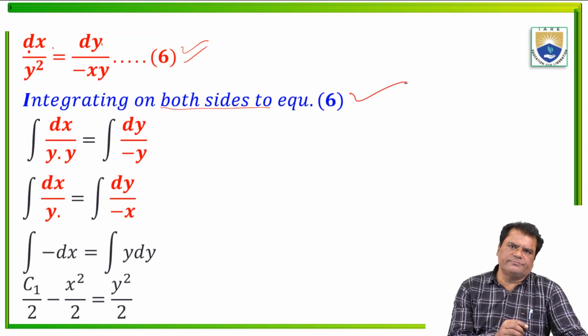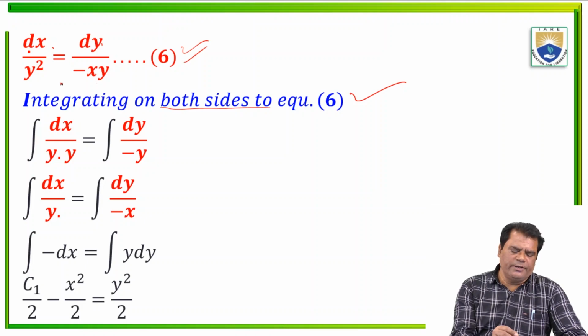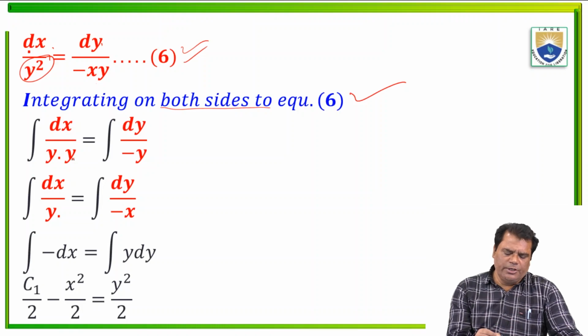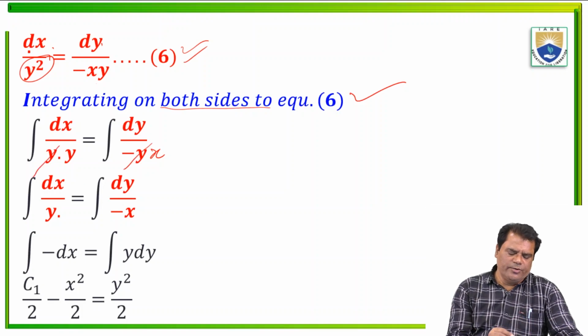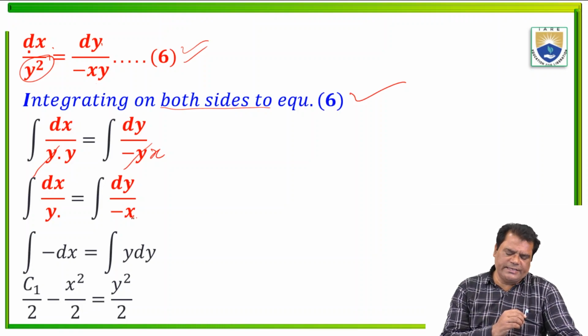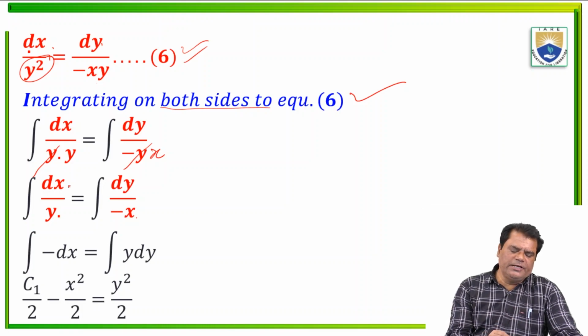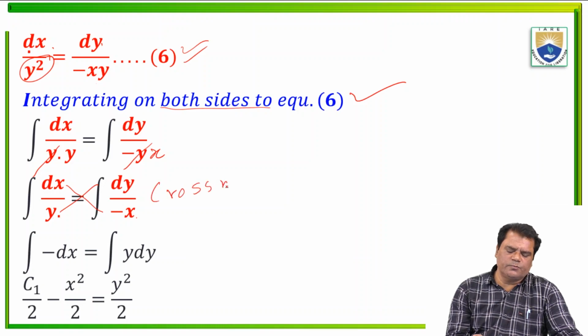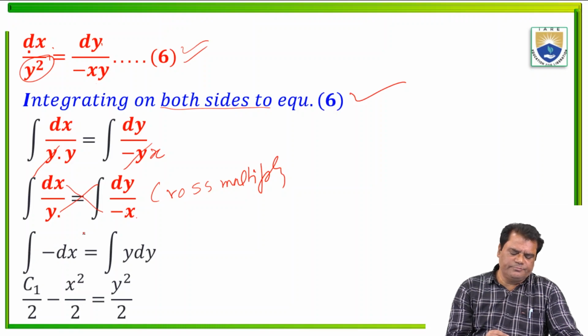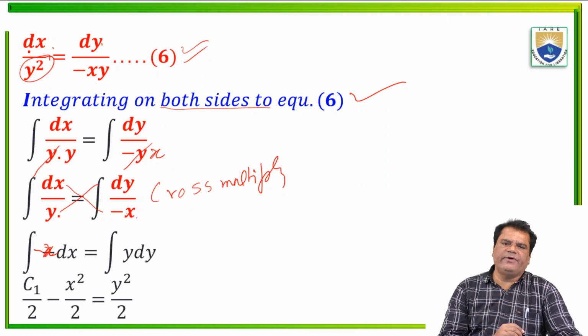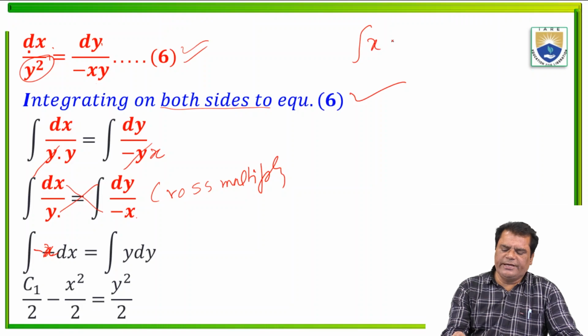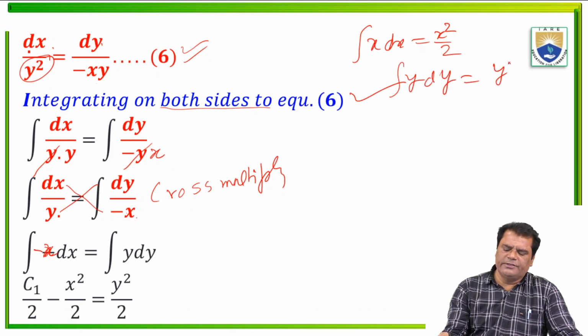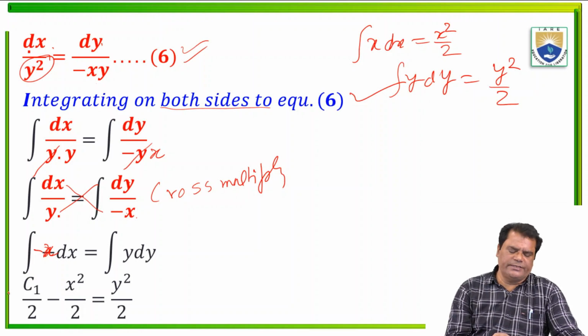Integrating on both sides of equation 6. So I am writing here integration dx upon y square, y square means y into y, equal to dy upon minus xy. So one y is cancelled here. We get dx upon y equal to dy upon minus x. Now cross multiply: x multiplied by this, minus x dx, and y dy. So integration of x dx is x square by 2, and integration of y dy is y square by 2. So here adding a constant c1 by 2.